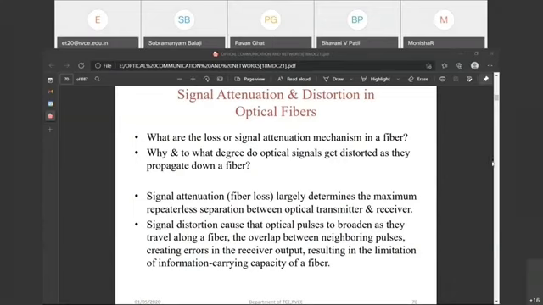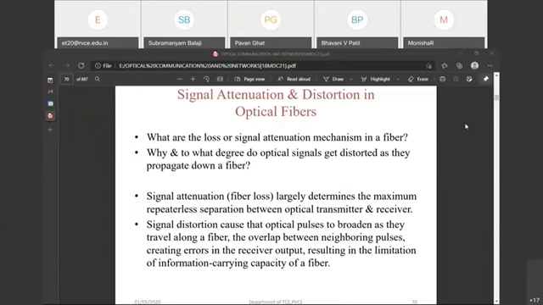When we first check what would be the losses and to what extent they will affect, or to what degree do the optical signals get distorted as they propagate down a fiber. So this is what we are going to see today. Signal attenuation or fiber loss largely determines the maximum repeaterless separation between optical transmitter and receiver.